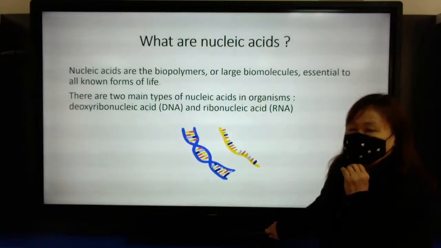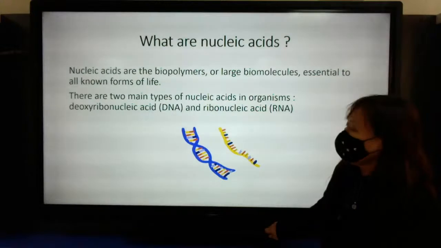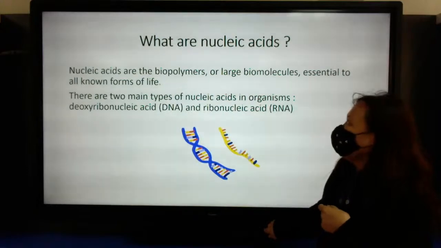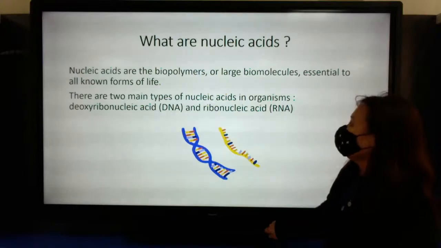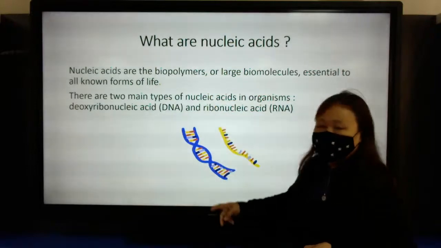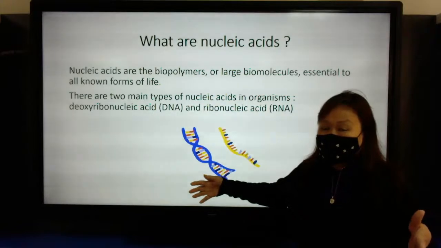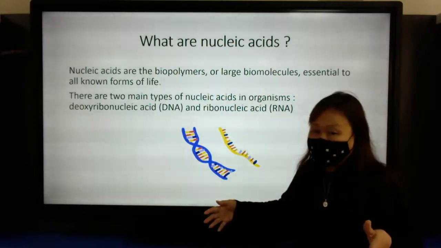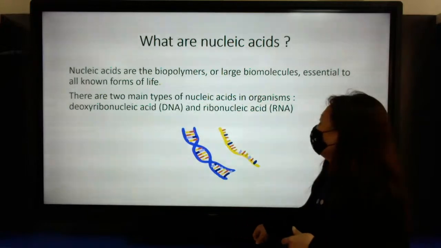For students in rooms 1 to 4, I believe that you've encountered this term before, nucleic acid. As I've introduced to you in the early part of this lesson, we said that nucleic acids are large biomolecules. So, in short, again, these are biopolymers. Students, when you say polymers, this is something very long. Okay? DNA molecule is a biopolymer. So bio means life, and polymer means something that is very long.